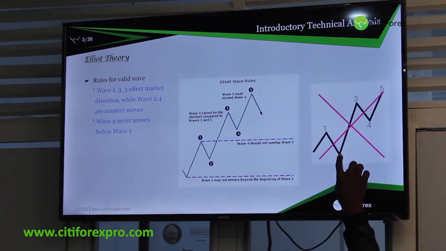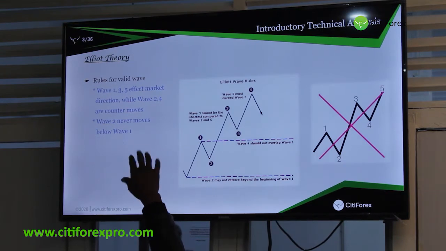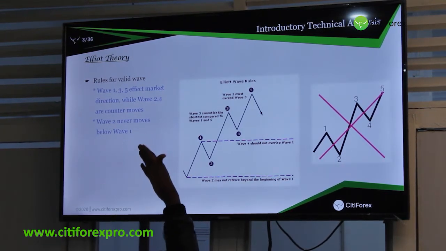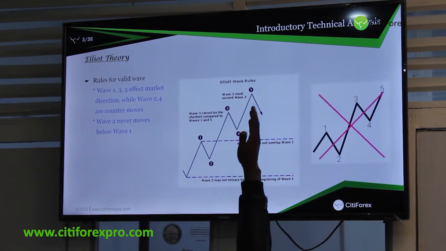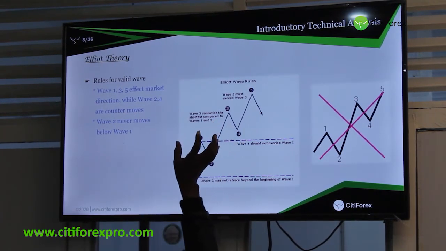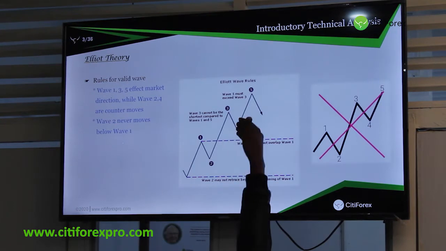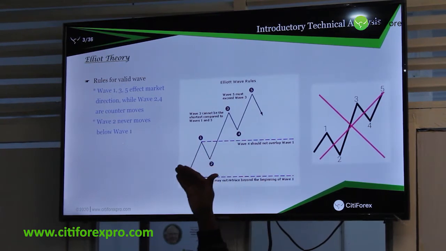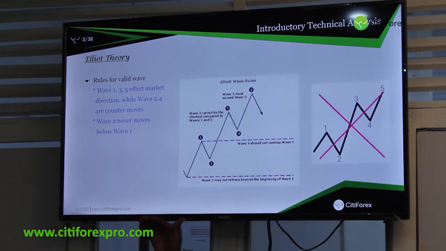Look at the second wave here. The first rule is the one I've been explaining, where we say 1, 3, and 5 are all impulse waves, that go in the direction of the market. Then we have 2 and 4 as the counter waves, which are like pullbacks.